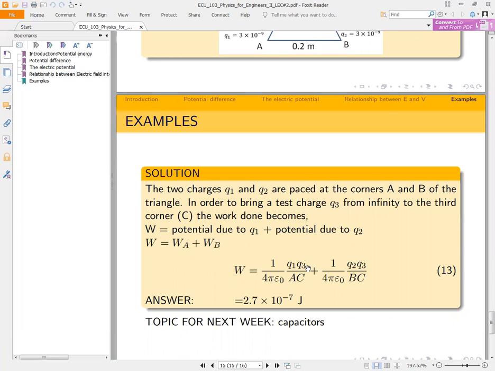If you substitute the values correctly, you should get an answer that is 2.7 times 10 power negative 7. Please try this. Make sure you get this answer. If you don't get this answer, please get in touch with me and we can look at where the problem is. So again, we have come to the end of this lecture.